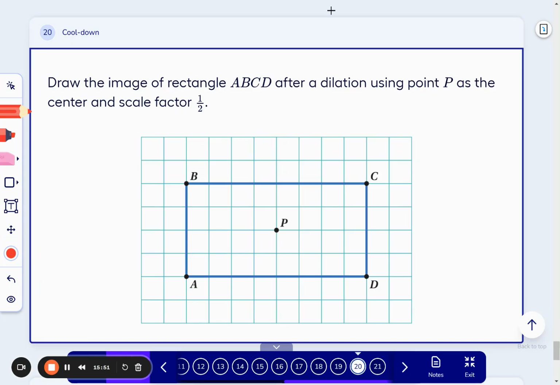So if I'm looking from P out to A, I'm going to notice that goes over 1, 2, 3, 4 and down 1, 2. So then I would go over 2, down 1. There would be A prime. B is out 4, up 2. So instead of going down, I would just go up. C is out 1, 2, 3, 4, up 2. So go out 2, up 1. And D prime, out 2, down 1. So that you end up with this shape.